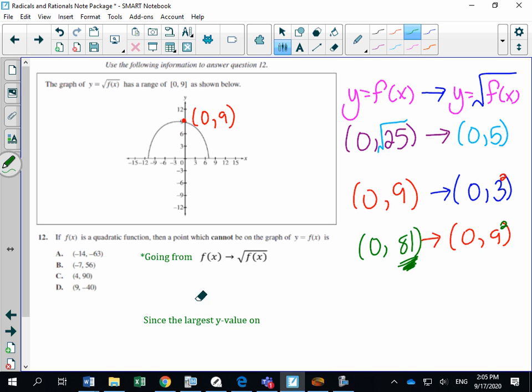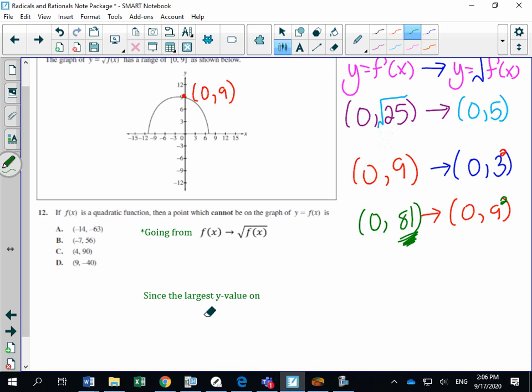So if I look at these coordinates, if the highest value of my original graph is 81, which of these y values are outside of 81? And it would be this guy here. It would be C. 90 is a bigger number than 81. So therefore, a coordinate of (4, 90) would not have been on the original function, because the maximum y value, if I square that 9, would be 81. Okay?